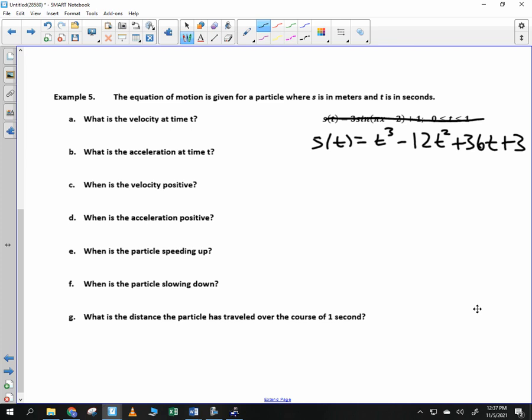So, A for the day. How do I find velocity? Yep, the velocity is equal to the derivative of the position function, which is? Excellent. How do I find acceleration? Which is, yep, 6t minus 24. Are there any questions at this point?